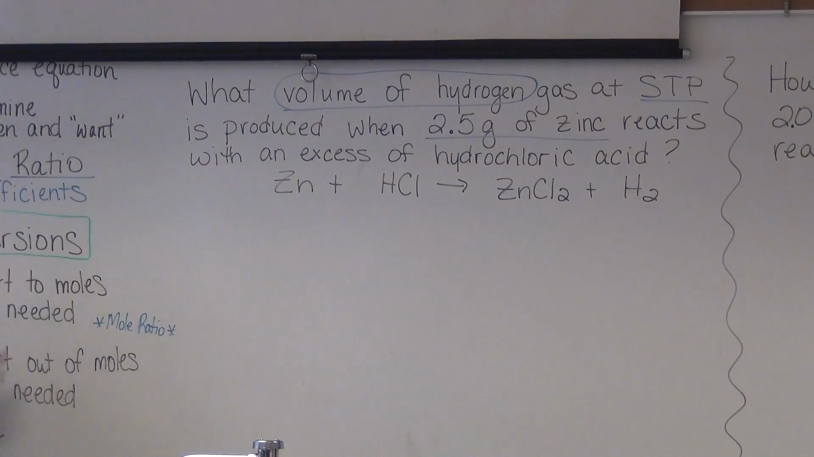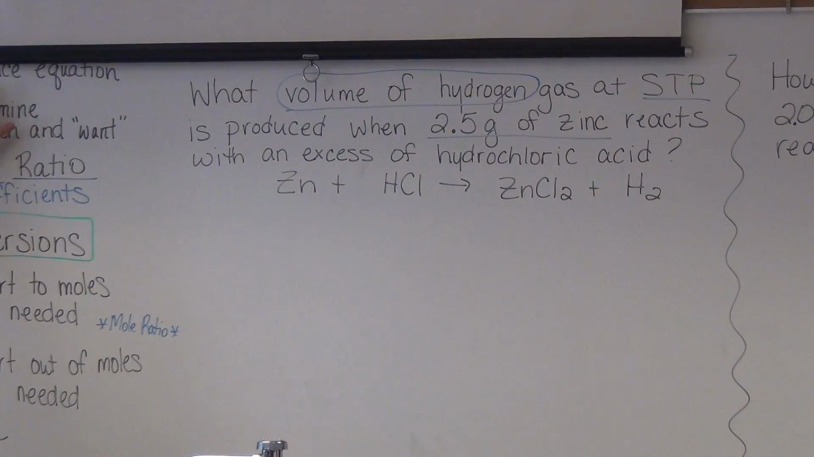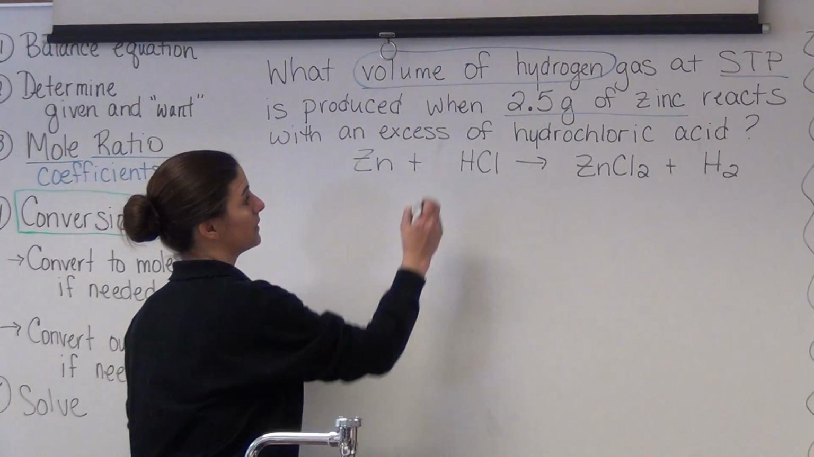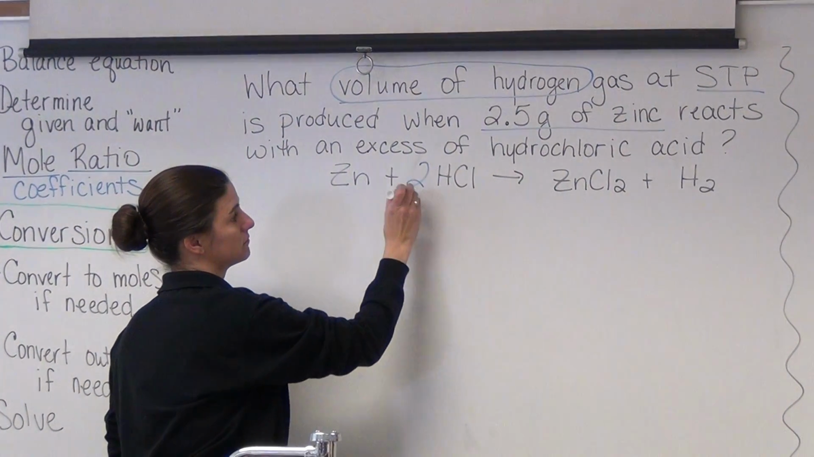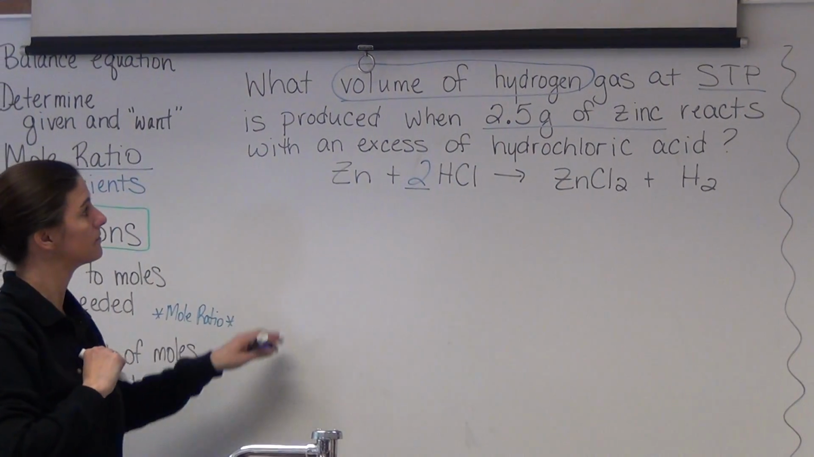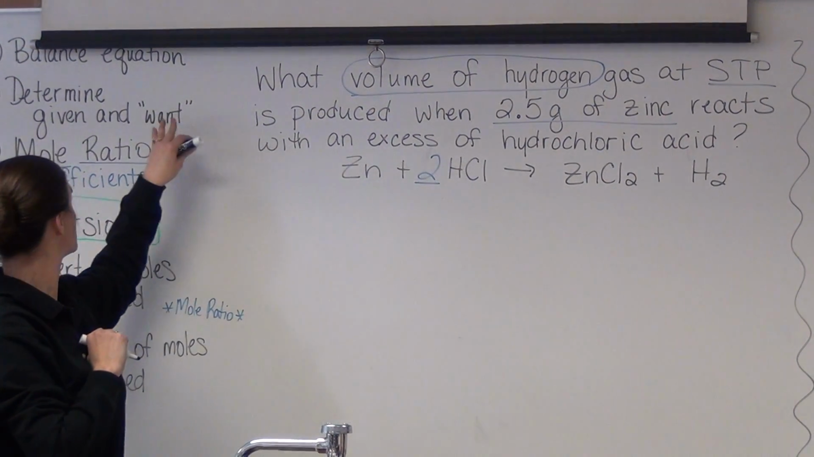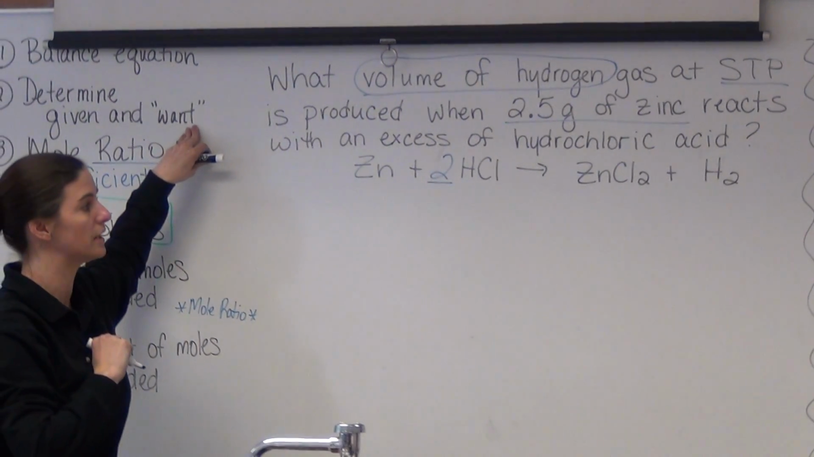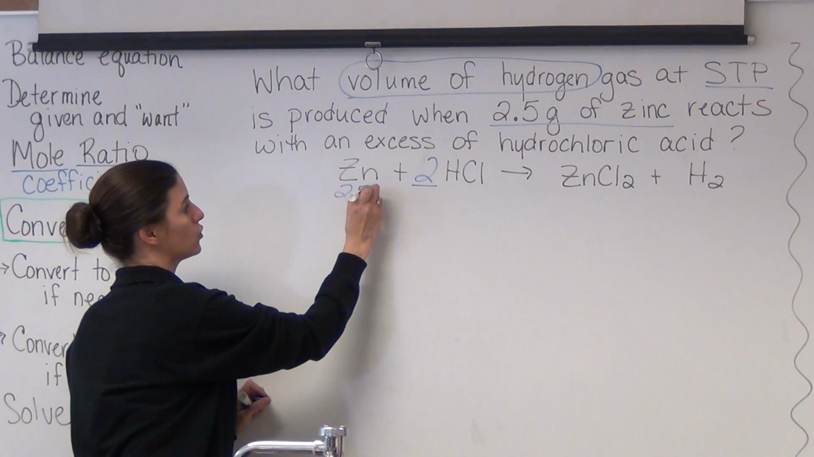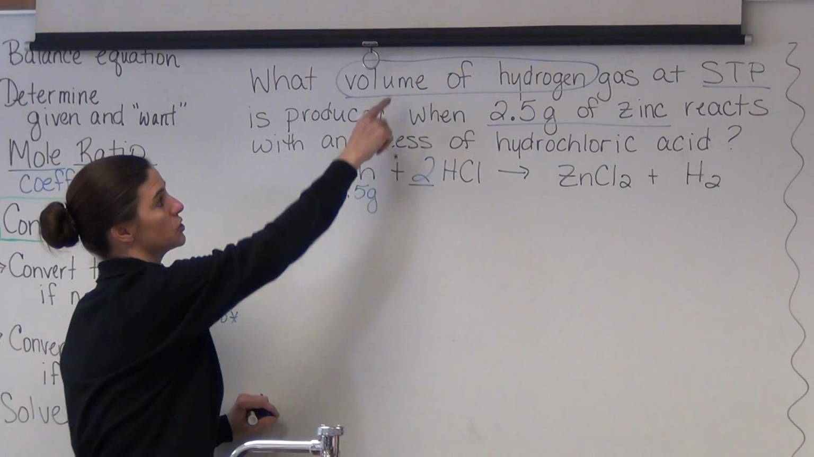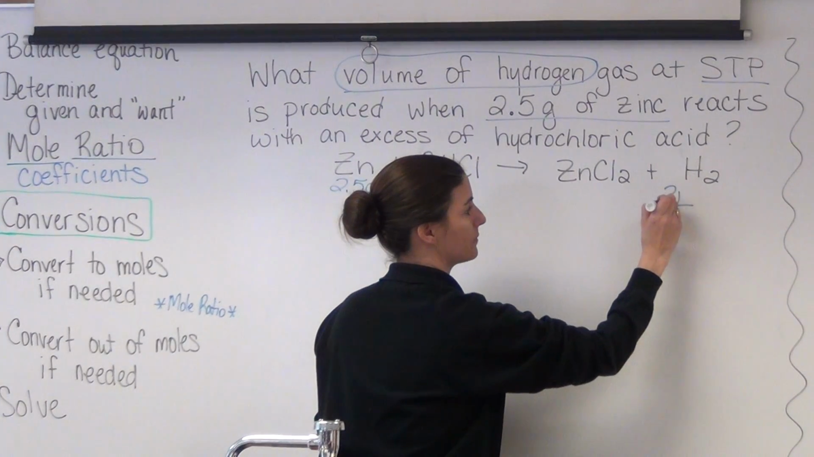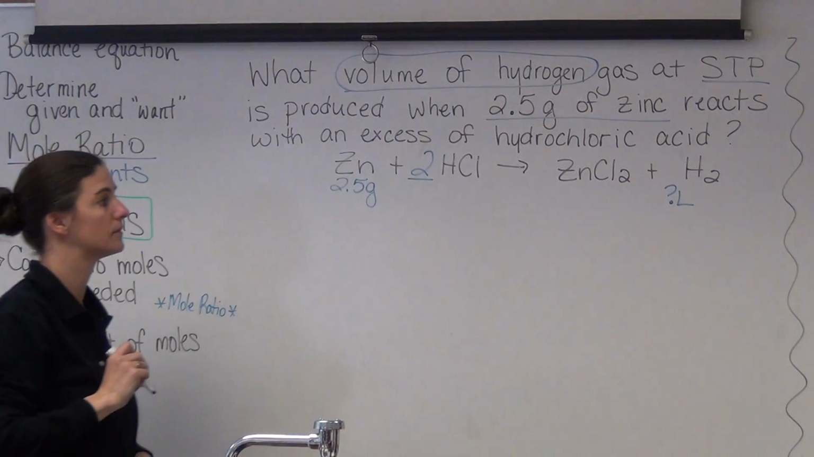We go back to our steps. We've got to balance our equation, and in this case it's not balanced yet. But if we put a 2 here as a coefficient, everything's balanced. So we read the problem, determine what's given and what we're trying to find. We have 2.5 grams of zinc, and we're trying to find the volume. Volume is measured in liters, so we're going to put question mark liters.